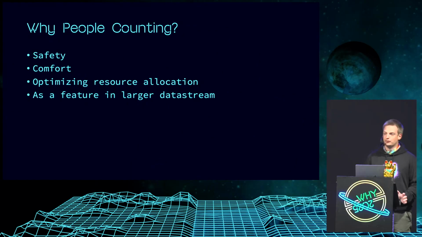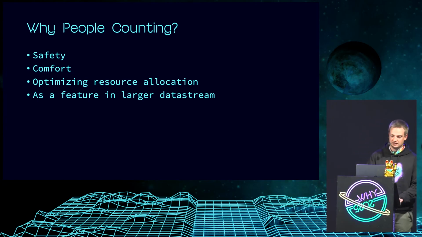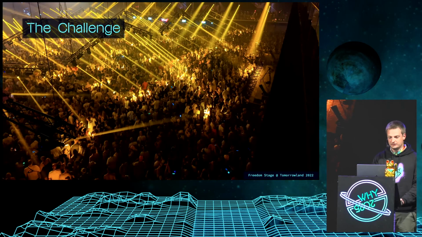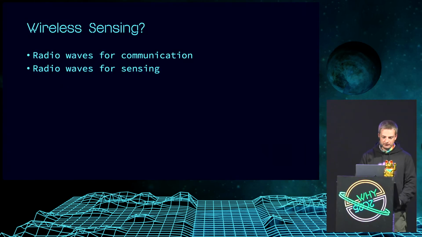So why do we want to do people counting? The first thing is to provide safety for events, to improve comfort at public transportation applications, or to optimize your resource allocation, or just as a feature in any of your other applications together with other features. So how do we count large crowds, which often also have much more difficult situations like occlusions or flashing lights at a festival, which makes it very difficult to use traditional approaches?